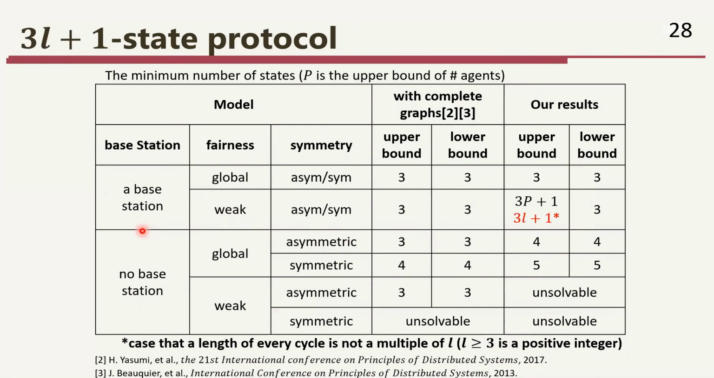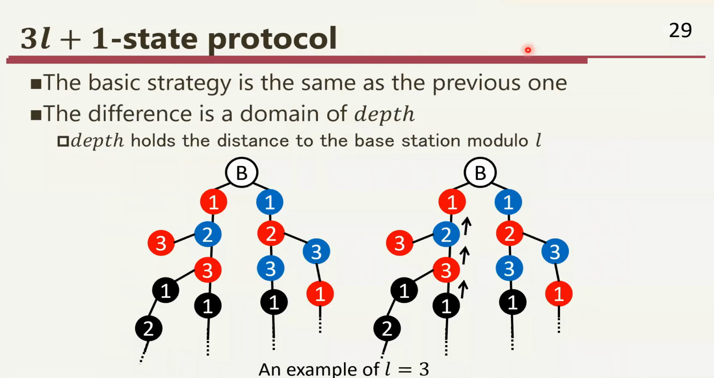Please recall that although the space complexity of the previous protocol depends on the number of agents, this protocol is constant space. The strategy of the protocol is the same as the previous protocol. The difference is the domain of depth. In this protocol, the domain of depth is L.